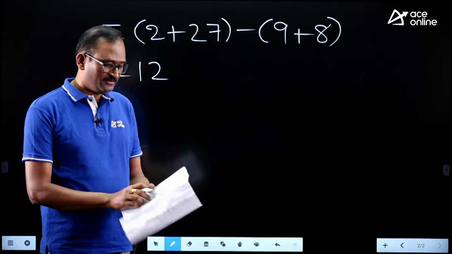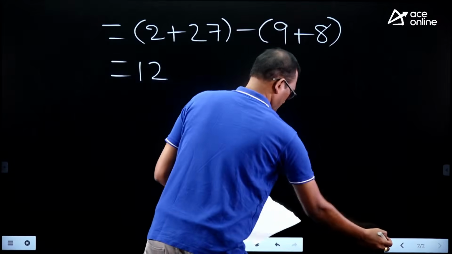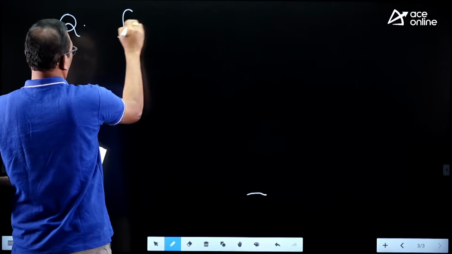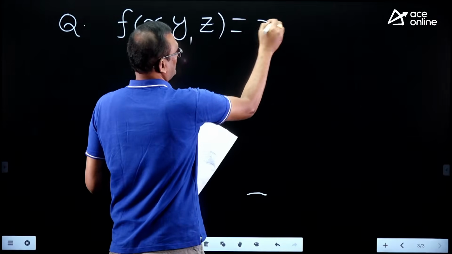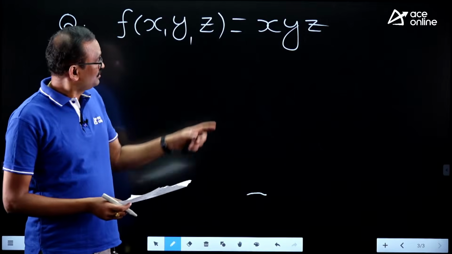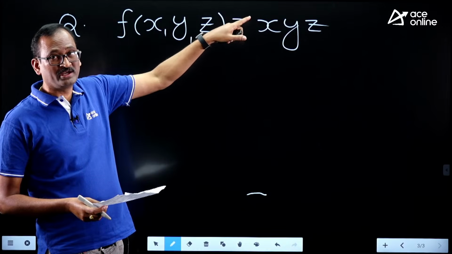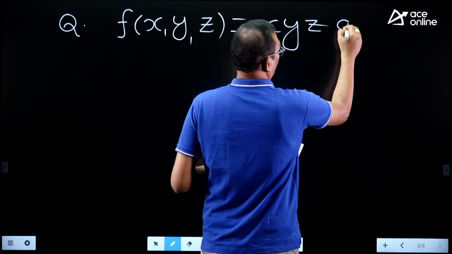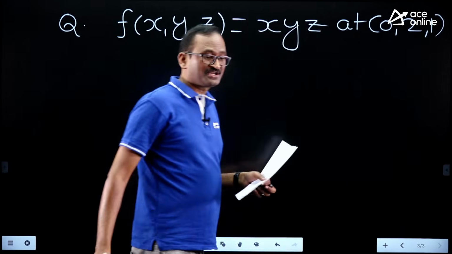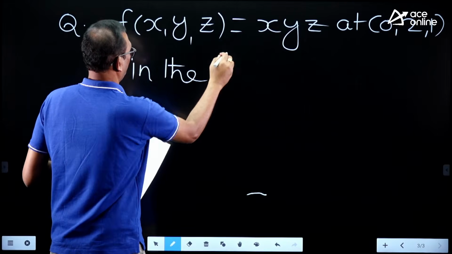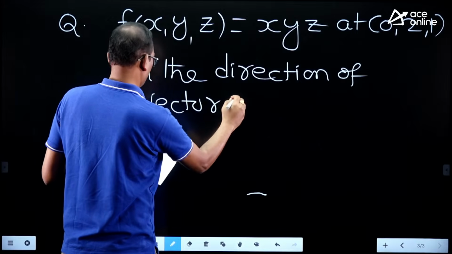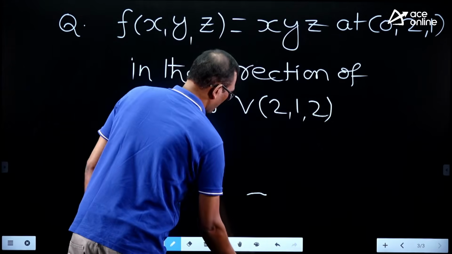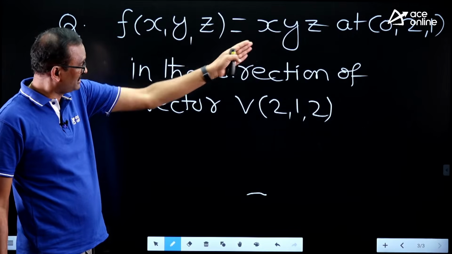And one more question from vector calculus itself. The question is about the rate of increment of the function f of xyz, which means the rate of change of the function f equal to xyz. We were asked to find the directional derivative of f of xyz at the point (0, 2, 1) in the direction of the vector v = (2, 1, 2). So we have to find the directional derivative of f at that point in this direction.